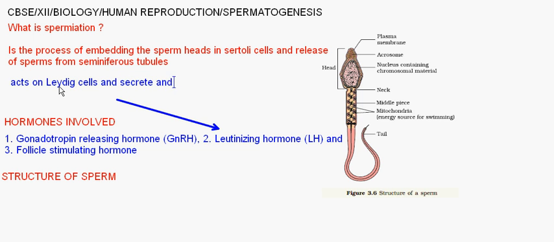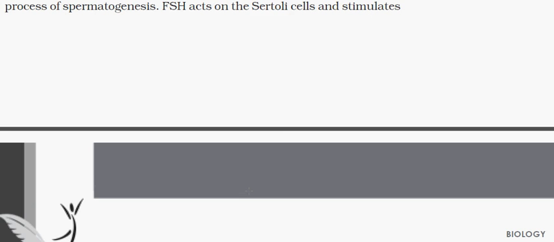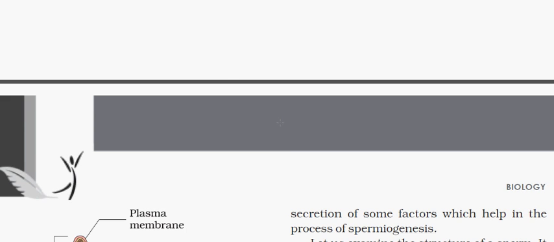And what is the role of follicle stimulating hormone? Here we will see. It acts on Sertoli cells and stimulates secretion of some factors which help in the process of spermatogenesis. Done. So 4 hormones are released. Now coming to the structure of sperm.